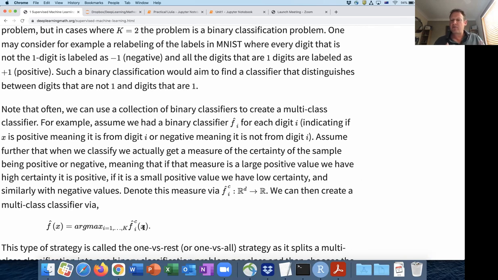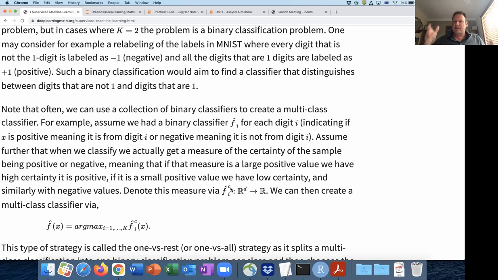But for this mechanism, we also need, in addition to the classifier, which tells us what the digit is, a second function, f hat subscript i superscript C, which is kind of the quality of how good we think, or our belief in, do we think this is an i or not. And that's going to happen throughout this course when we do deep learning.